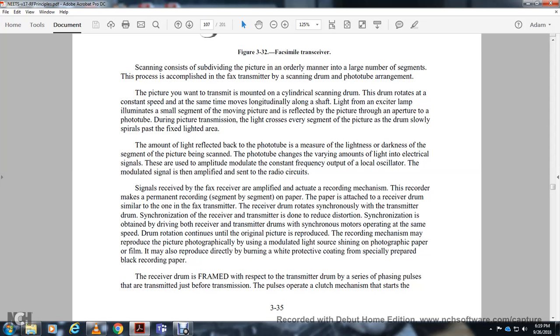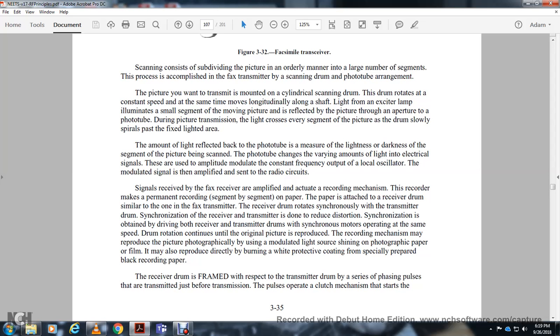The signal amplitude modulates the constant frequency output of the local oscillator. The modulated signal is then amplified and sent over the radio circuit. It is received by the fax receiver and amplified to actuate the recorder mechanism. The recorder makes a permanent recording, segment by segment, on paper. The paper is attached to the receiver drum, similar to that of the fax transmitter.